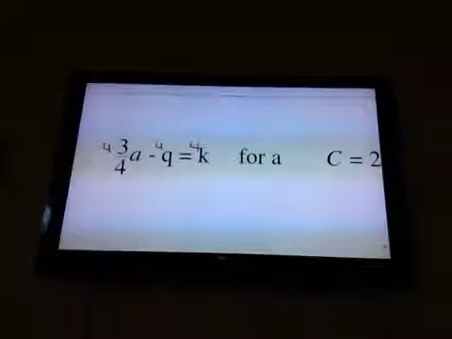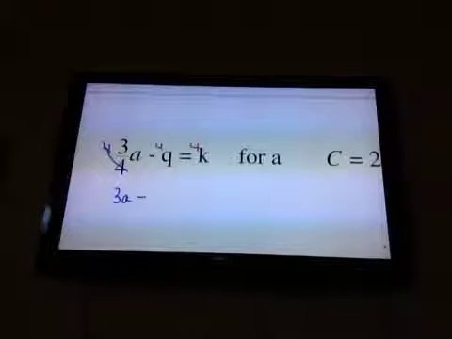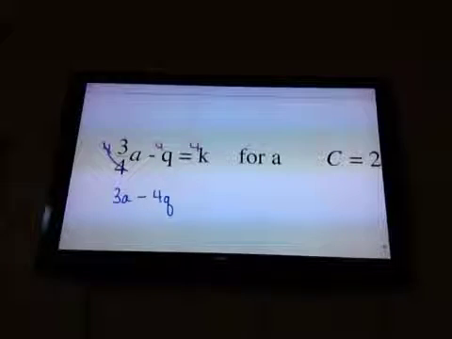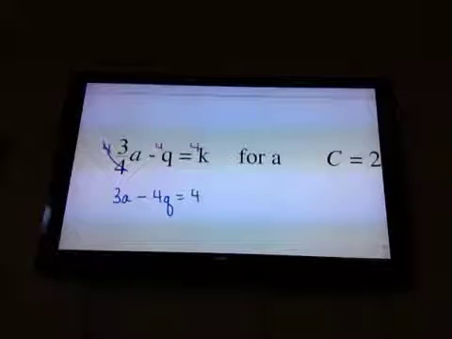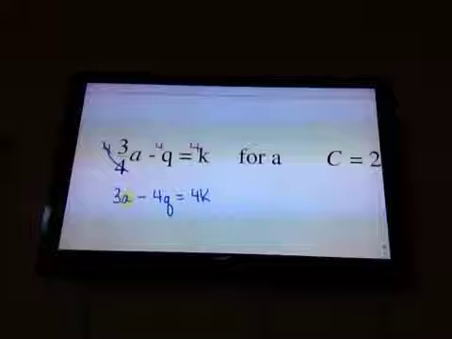So on the first one, my 4 is canceled. That's why I did it. And I'm left with 3a. Minus 4 times q is 4q. Equals 4 times k is 4k. You're going to see a lot of repetition in these questions. Like this one. This is going to be the 4th time I've done this kind of thing.